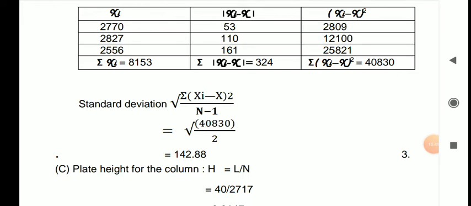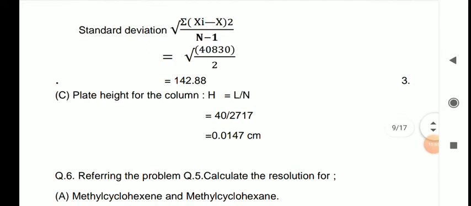Plate height of the column will be H is equal to L by N. Length of the column is 40 and the average plate number we got as 2717. So the plate height comes out to be 0.0147.